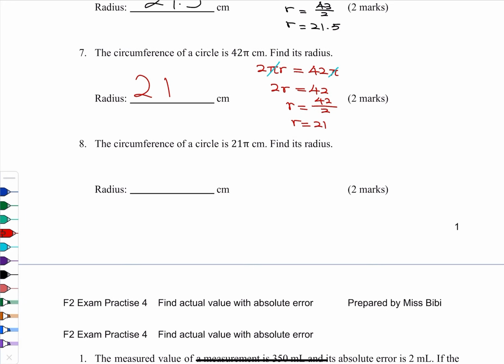And then the last question. We know that the circumference is 21 pi. So you click that, and pi is on each side. So you can cancel that out. And you're left with 2r. R will be divided by 2 to cancel out that 2, and then it will be 11.5.